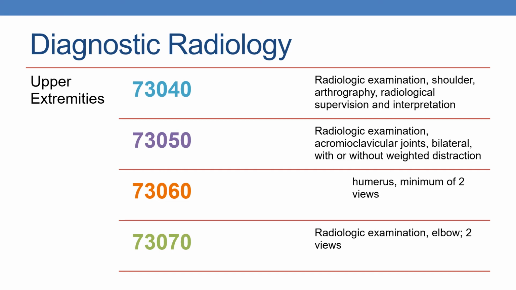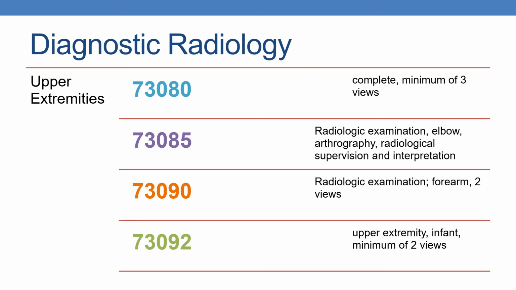The next is 73050, radiological examination acromioclavicular joints, bilateral with or without weighted distraction. The next is 73060, radiological examination humerus, minimum of 2 views. The next is 73070, radiological examination elbow, 2 views.